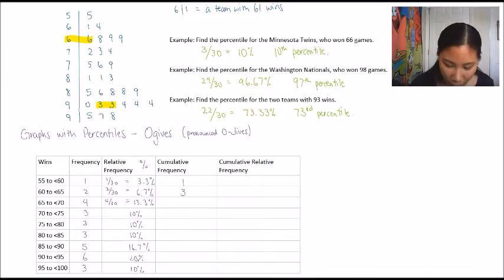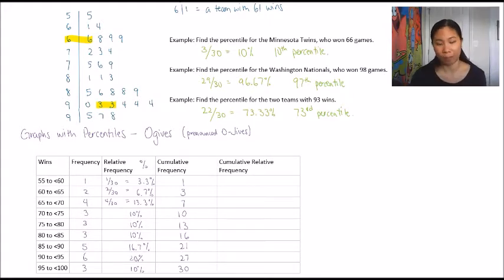occurrences of this. And then we keep adding, so adding the 4 to my cumulative frequency of 3, and then adding the 3 to the cumulative frequency of 7. And by the end, you should end up with the total amount of data points that you had, which was 30. Okay, cumulative relative frequency is pretty much the same, just this time we're looking at the relative frequency instead.